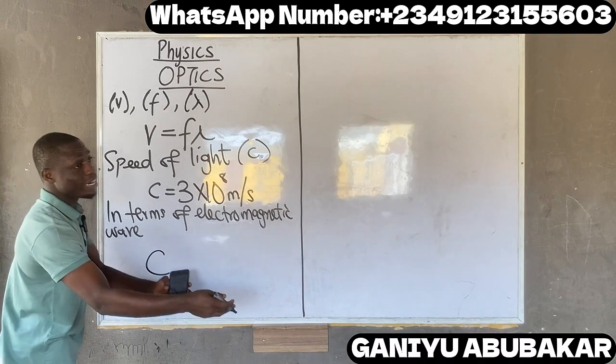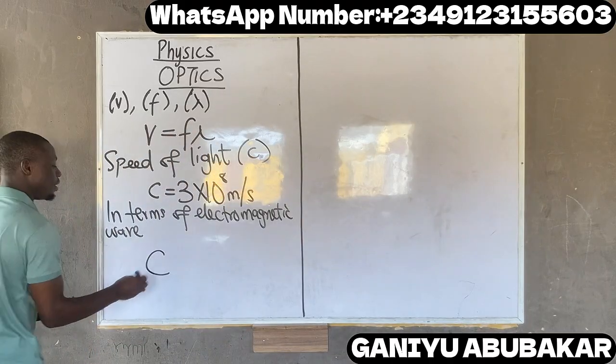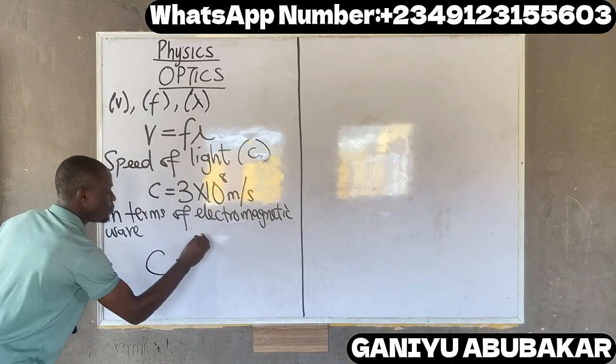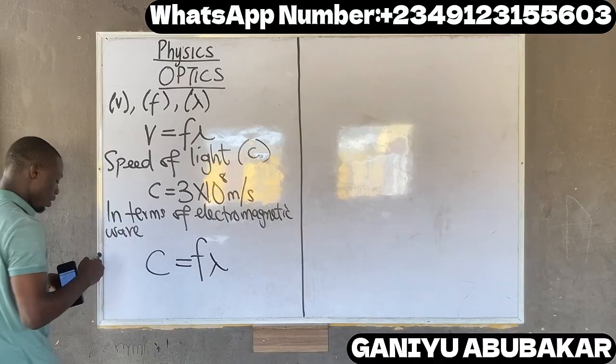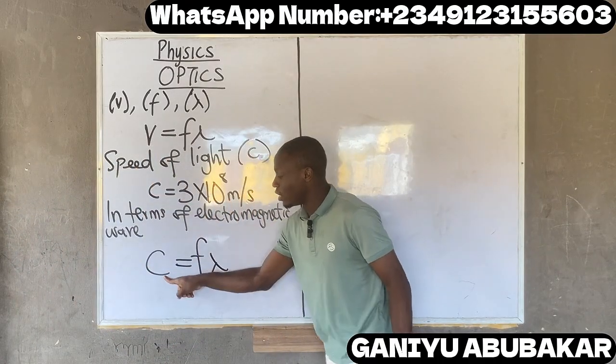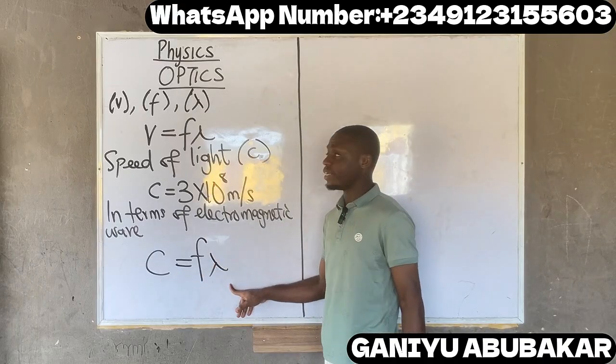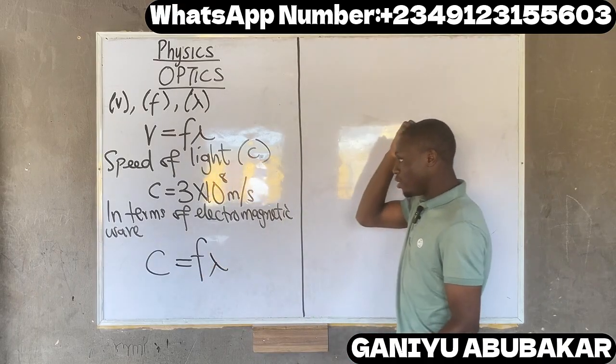So we said light wave and electromagnetic wave travel at the speed of light. So C will be equal to F lambda. So in terms of electromagnetic wave, C, the speed of light, will be equal to F lambda. This is how this concept works.